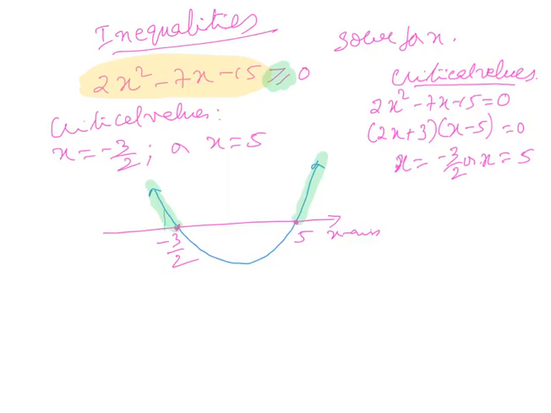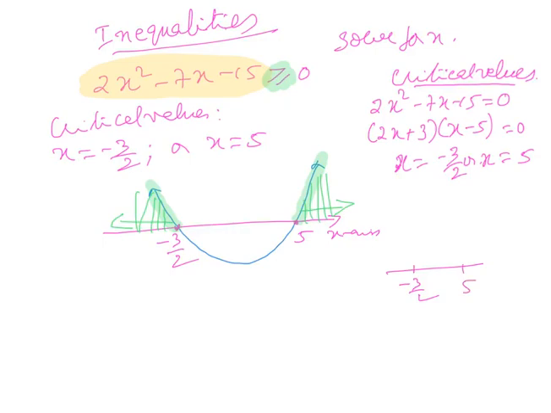So these are my x values that are greater than 0. Right? These are my x values that are greater than 0. So if I look at this, it is on the left hand side of negative 3 over 2, and on the right hand side of 5. So how do I write this? There's actually number line notation. That is, if this is my negative 3 over 2 and this is my 5.